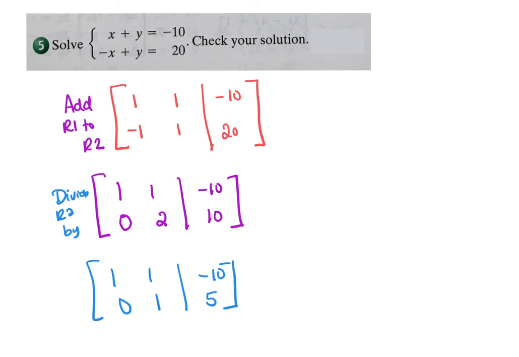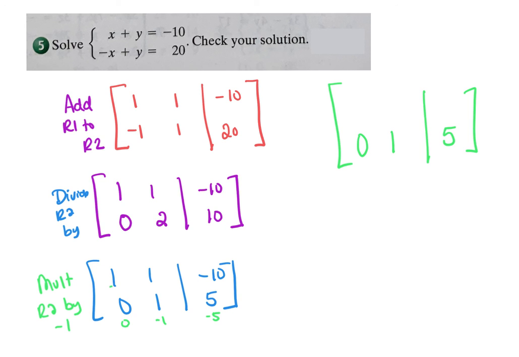My last step is to get rid of this 1 up here. So I need to temporarily multiply this by what to get rid of this guy? What do I need to multiply this by to get rid of him? Negative 1. So multiply row 2 by negative 1. So this is going to be 0, negative 1, negative 5. Leave row 2 alone because we're just going to divide that guy right back out when we're done. And then I say 0 plus 1 is 1. Negative 1 plus 1 is 0. Negative 5 plus negative 10 is negative 15. And my answer is negative 15, 5.